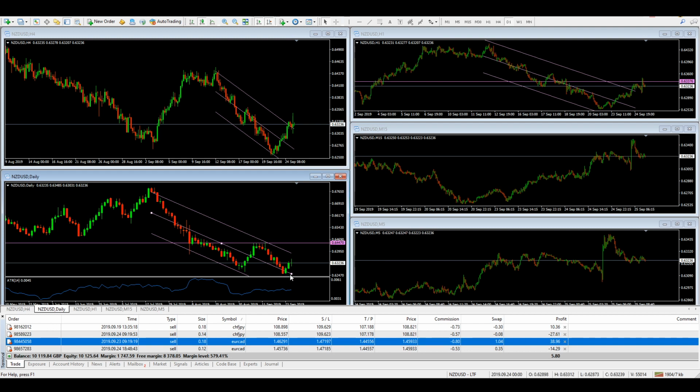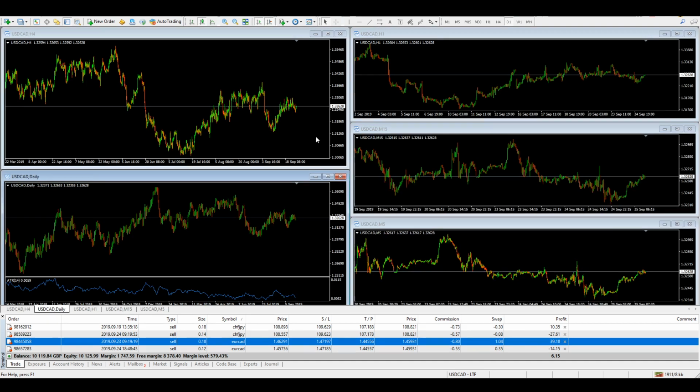So NZDUSD, yeah, same thing here that I was talking about on the other one. I'd want to see it find some value in the daily, so pull back and show some signs of reversal. So no. Choppy, no. Pass.